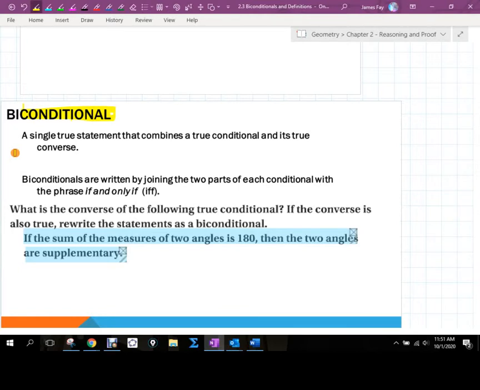So biconditionals are written by joining the two parts of each conditional with the phrase if and only if. If and only if, okay? And this is structure that we need to talk about as we move through this course.